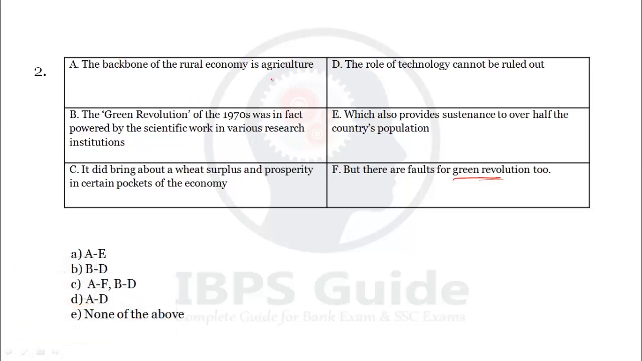The backbone of rural economy is agriculture. E, which also provides sustenance to over half of the country's population. Definitely it's the correct option. But A and D: the backbone of rural economy is agriculture, the role of technology cannot be ruled out. No. So the correct option will be A and E. The backbone of rural economy is agriculture, which also provides sustenance to over half the country's population. So our answer will be A.